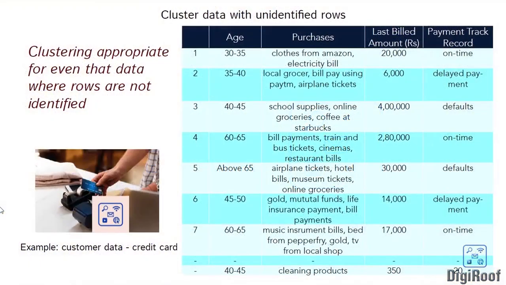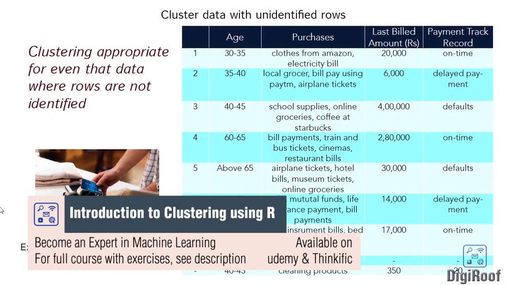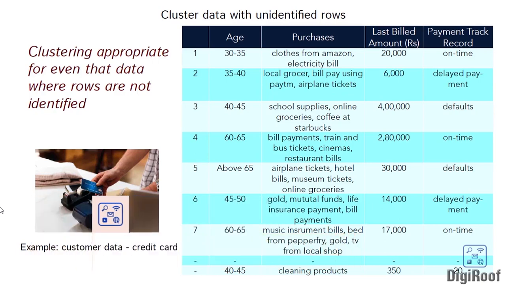We ended the last video by understanding the meaning of unlabeled data. In this video, we will talk about data examples where rows and columns are not identified for privacy and security reasons. We will also discuss the approach through which clustering techniques can be applied to such data. Let's look at the first example.